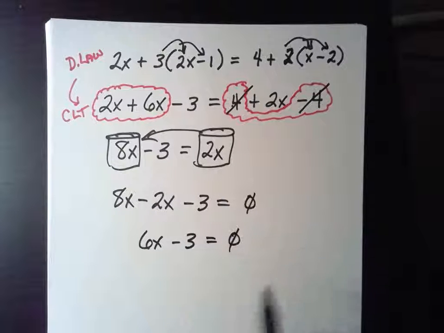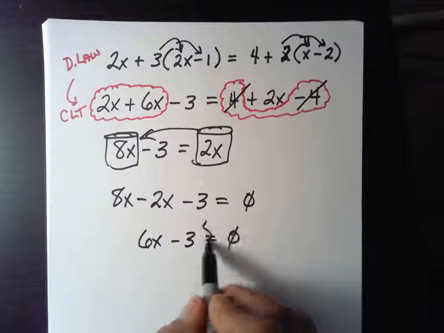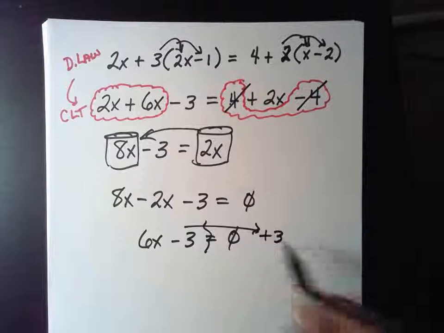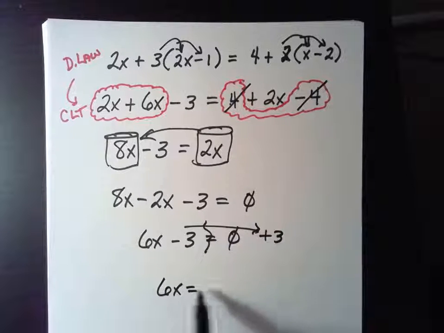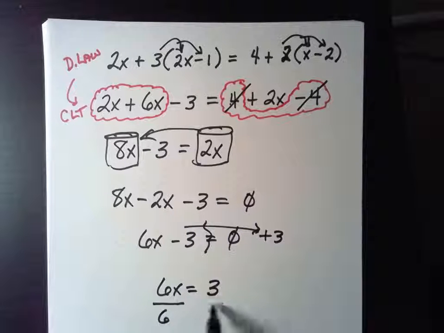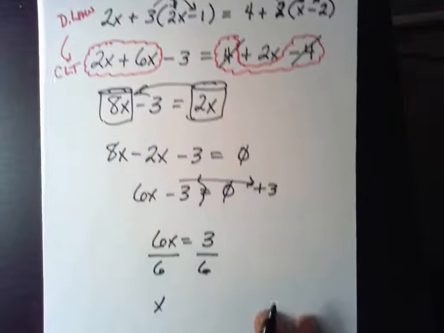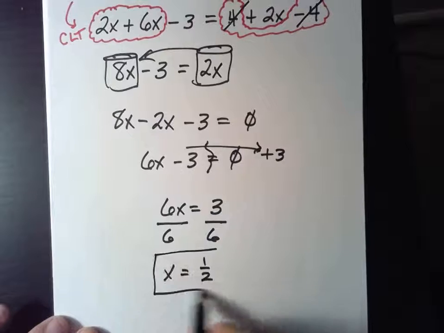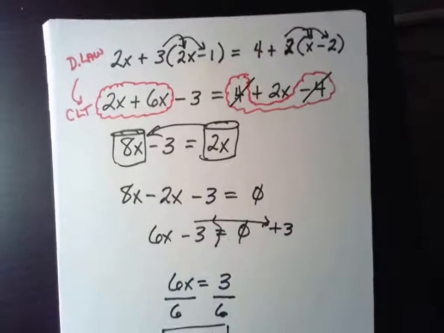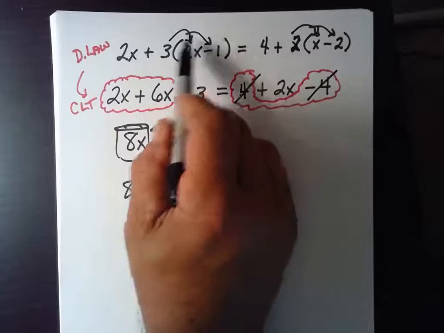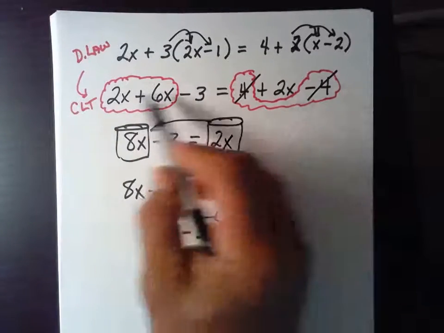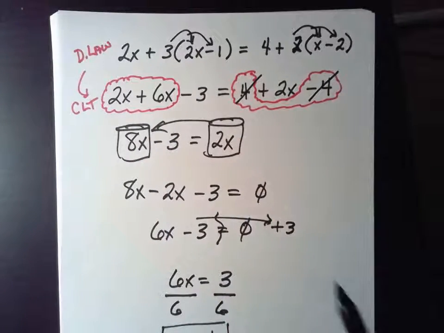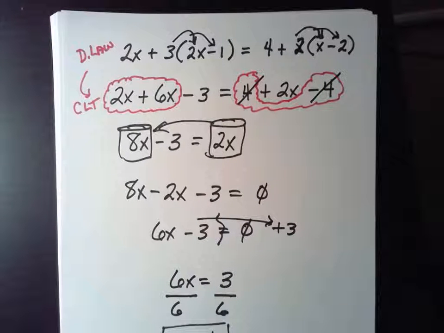And what are we going to do with this 3? We're going to take it over here, across the river, and it becomes a positive 3. And 6x is equal to 3, divide by 6, divide by 6, and x is equal to 1/2. So here you see the distributive law, and then you see combining like terms, moving the bucket, and solving the equation. So now we're up to 3 out of the 5.